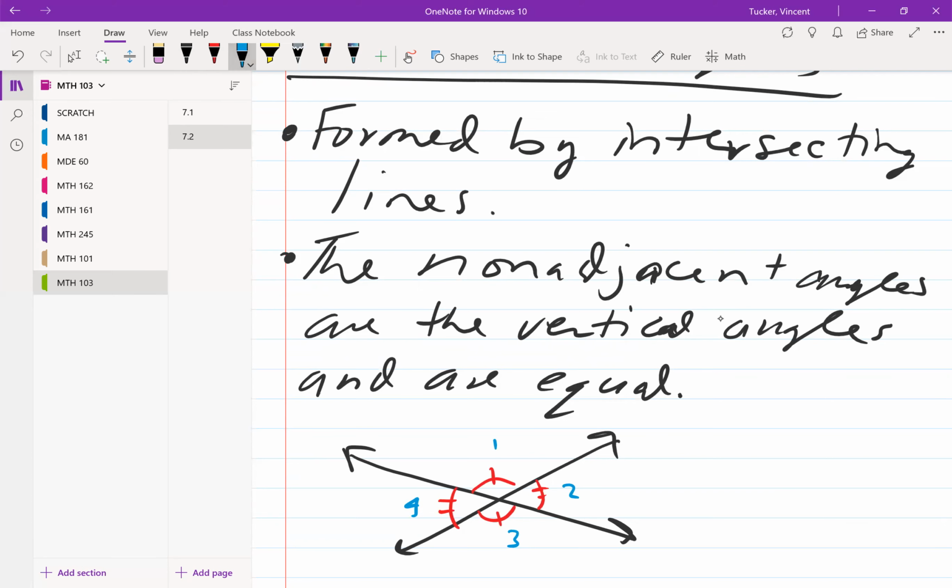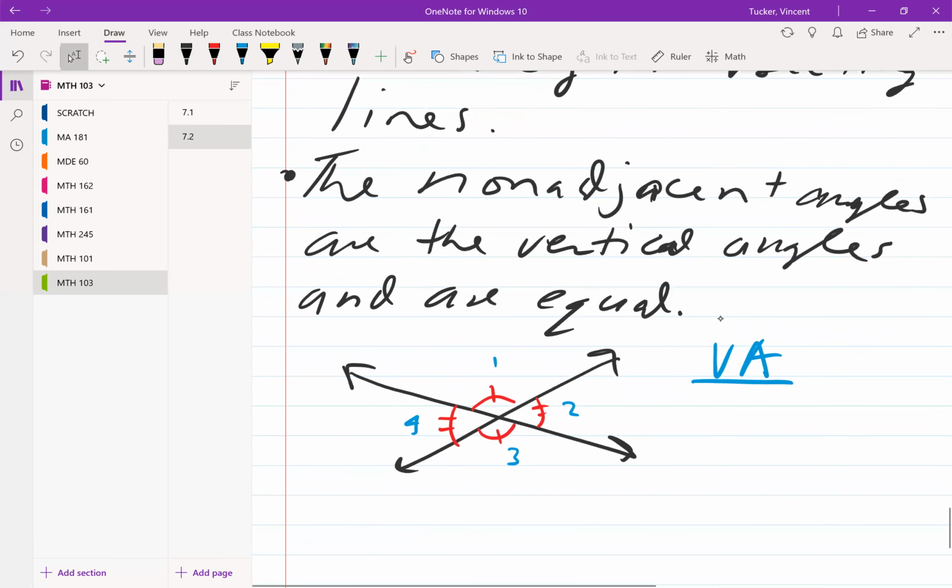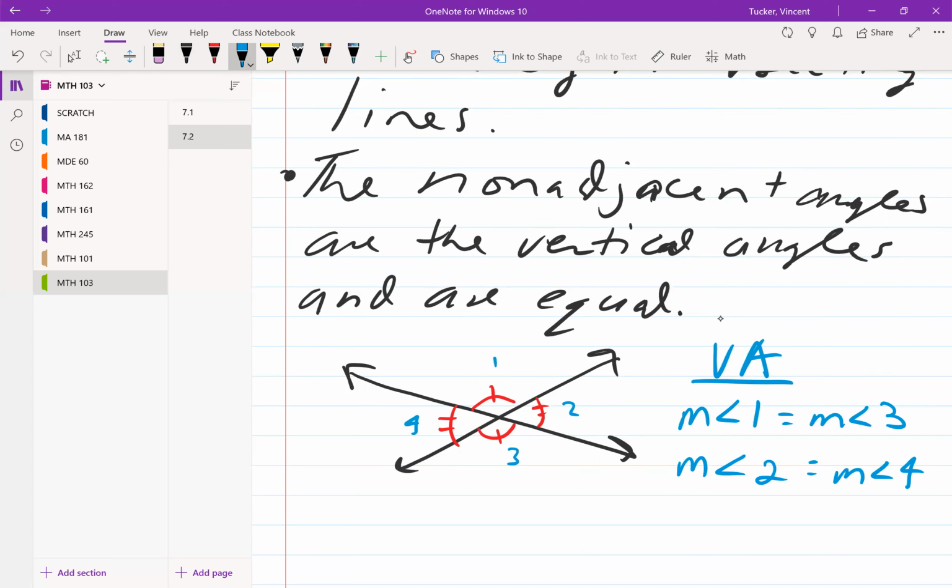So this means the vertical angles are 1 and 3, and 2 and 4. So the angles that are opposite of each other are vertical, and they are equal to each other. So 1 and 3 and 2 and 4 are vertical angles to each other. And once again, that means they are equal to each other.